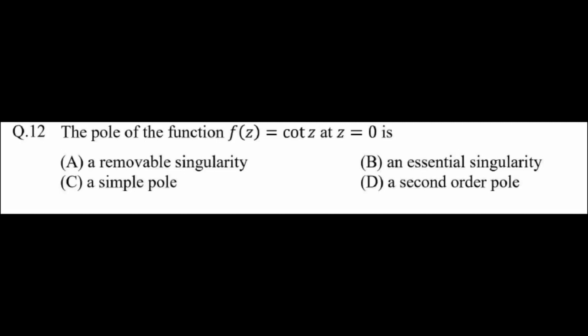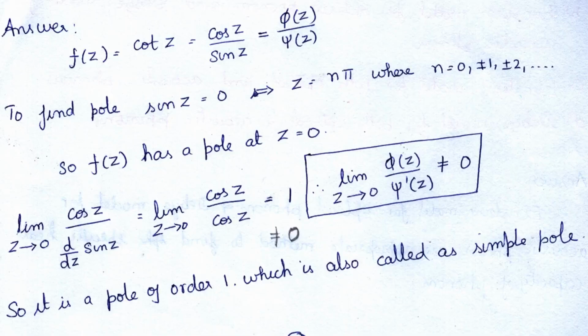The pole of the function f of z is equal to cot z at z is equal to 0 is: option A, a removable singularity; option B, an essential singularity; option C, a simple pole; option D, a second order pole. So in this question they have given a function f of z is equal to cot z, and they have asked us to find what is the pole, that is, whether it is a removable singularity, an essential singularity, a simple pole, or a second order pole.